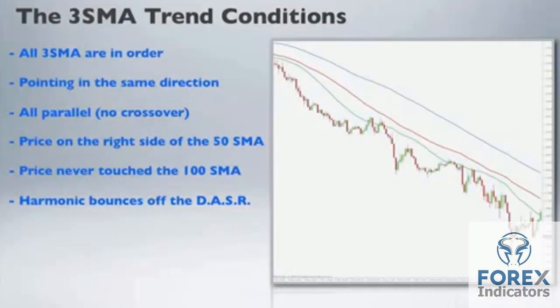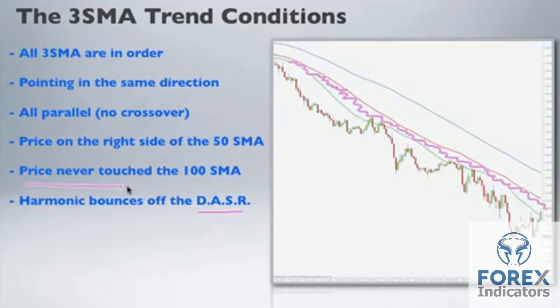In this video we are going to be focusing on the sixth trend condition. Basically we are going to be focusing on the dynamic area of support and resistance, since we already reviewed the first 5 conditions on a previous video. If you remember, we defined the dynamic area of support and resistance as the band between the 30 and the 50 simple moving average whenever we are in a trending scenario.